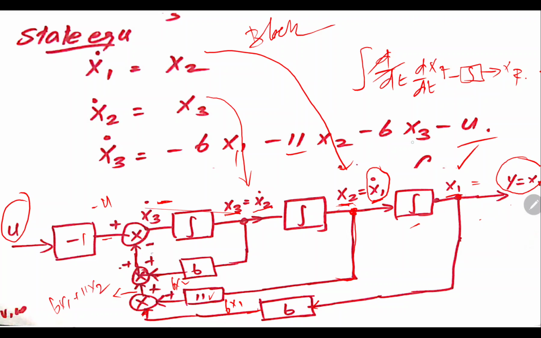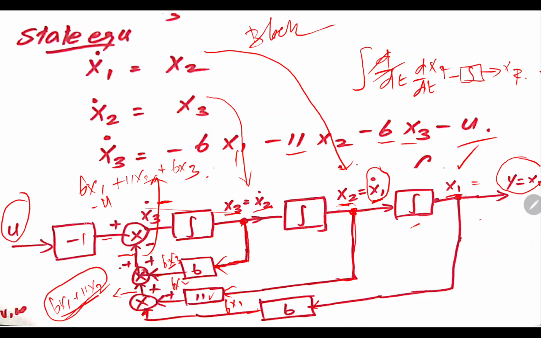Likewise, I have to think about 6x3. So I'm just taking a lead from x3 and multiplying with 6, and the output is 6x3. Now I am summing the result, this one and 6x3. So here the output is the sum of this one and 6x3. So here I'll get 6x1 plus 11x2 plus 6x3.